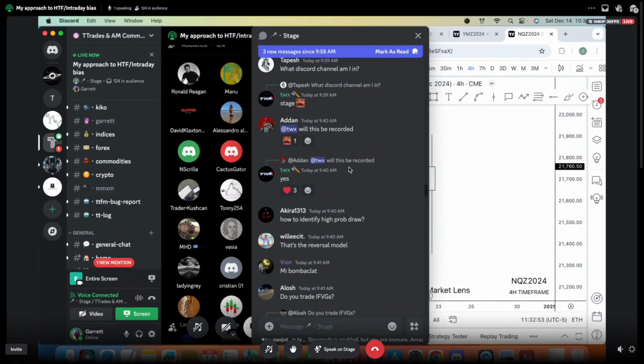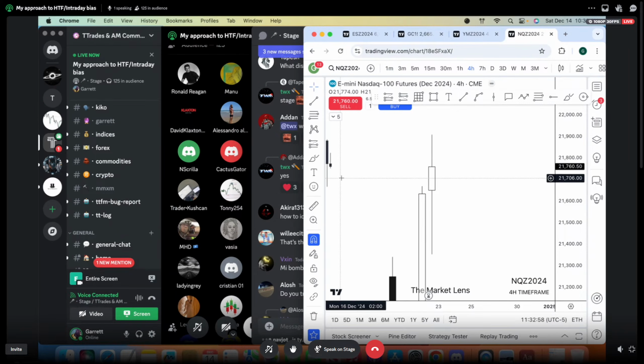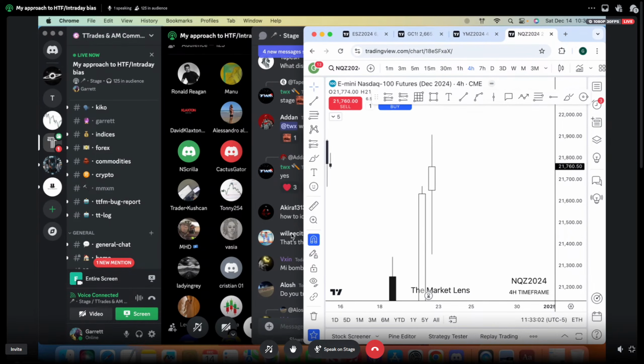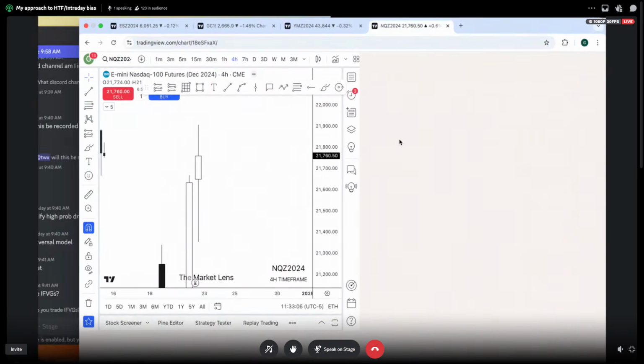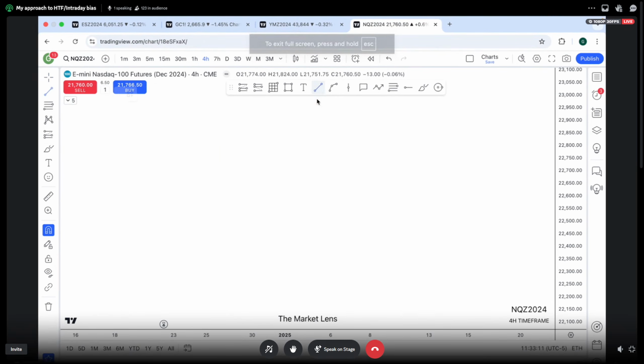So yeah, you can go ahead and send us comments. How to identify high probability draw. So this is for intraday draw, and the weekly profile draw. It's going to be like early week, low resistance. So let's say the weekly opens here.